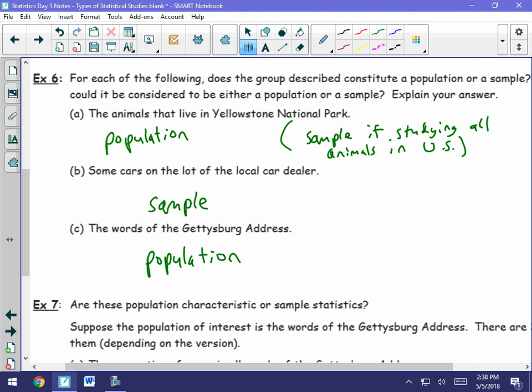And if we were saying all the words in the English language and we were looking at the words in the Gettysburg Address, then you could argue that it's a sample. But just based on this information alone, it's worded to sort of imply that it's the population.